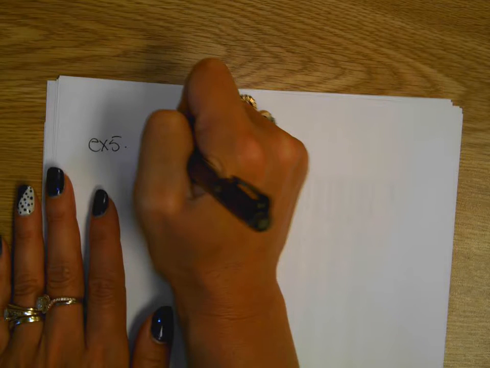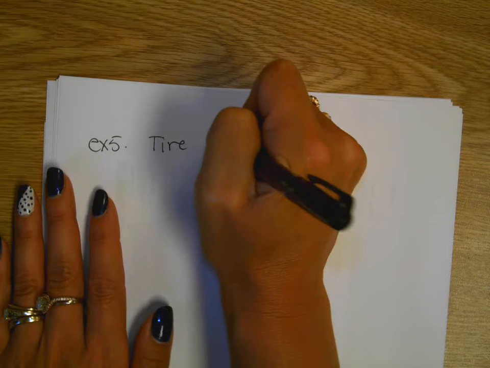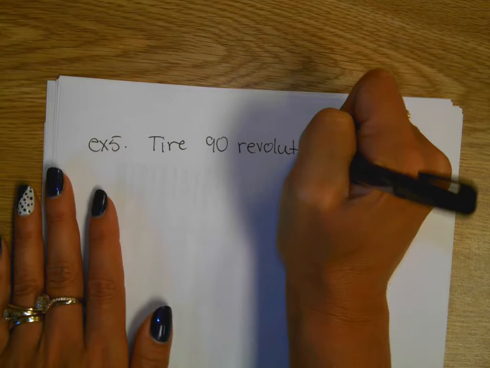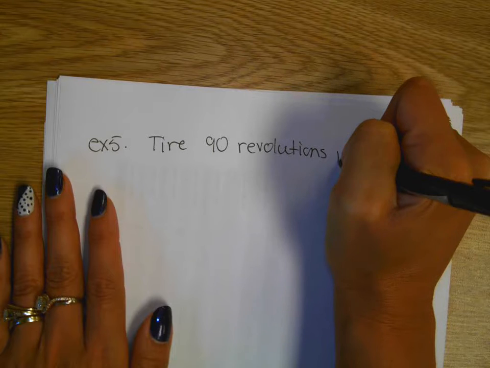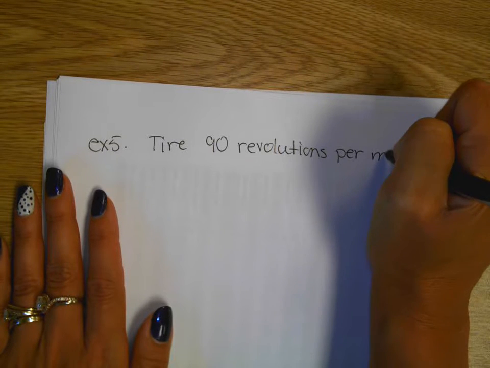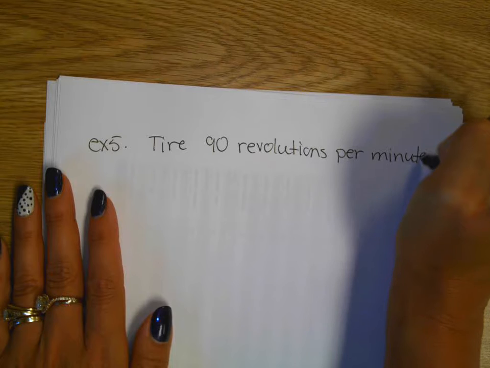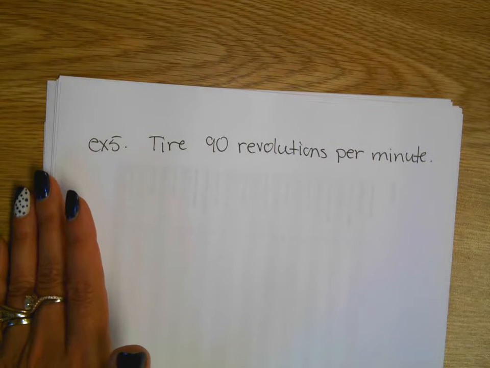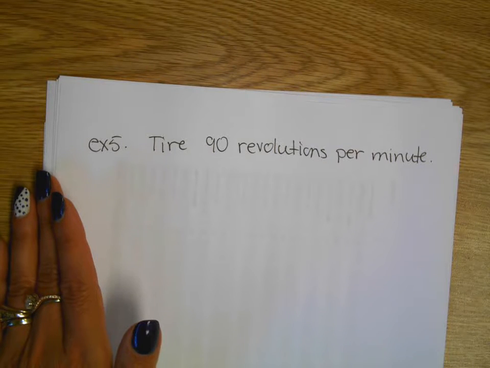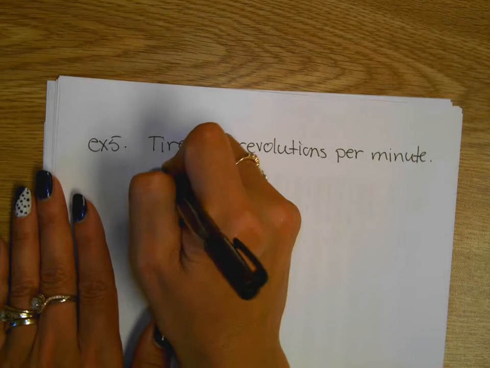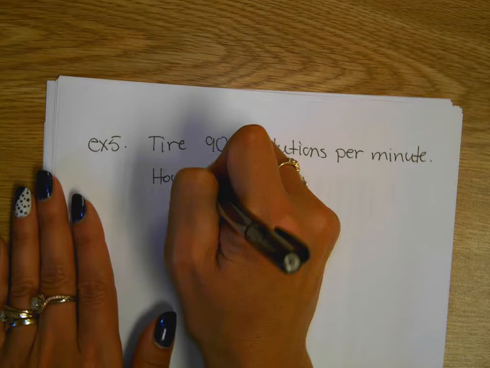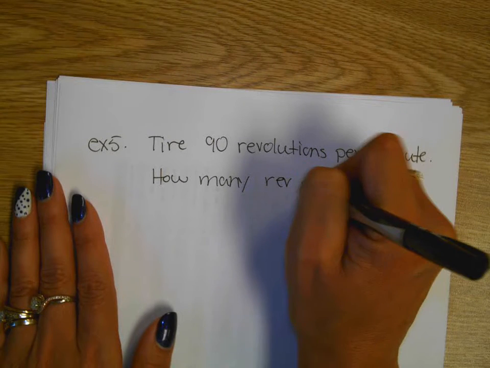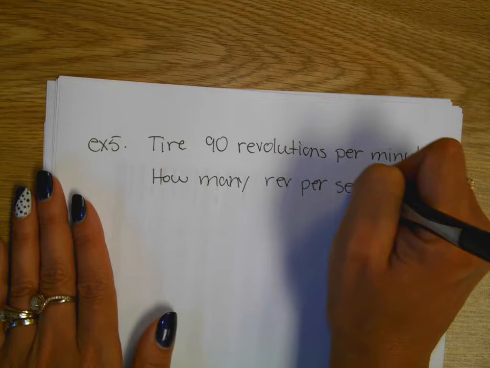Okay, we've got a tire that's making 90 revolutions per minute. Got a picture of that? Know what that's saying? Making 90 complete turns in 1 minute. My question, how many revolutions is it making per second?